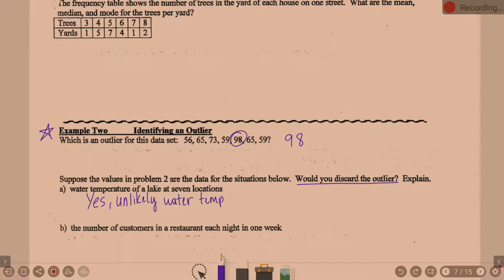The water temp would be 25 degrees warmer. So that was probably a misread thermometer, something weird in the area affecting it. Unlikely though. Okay.